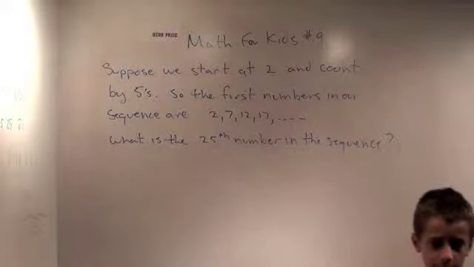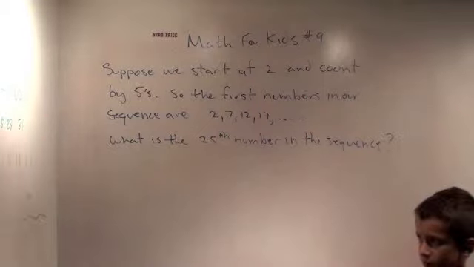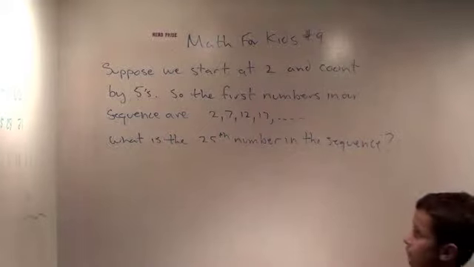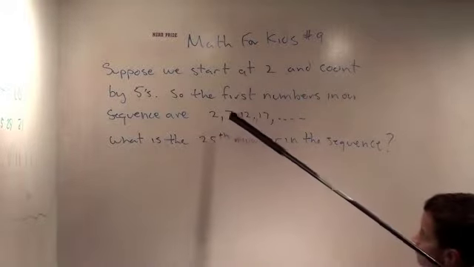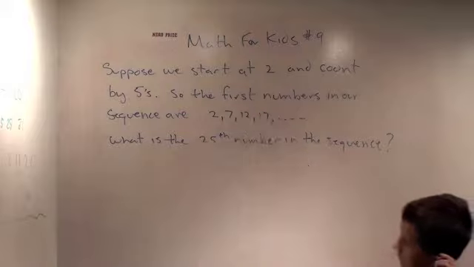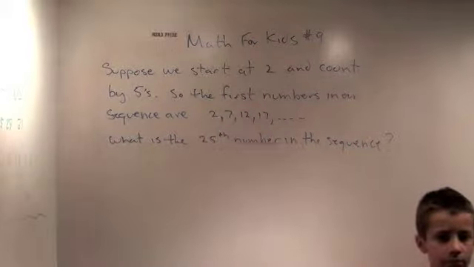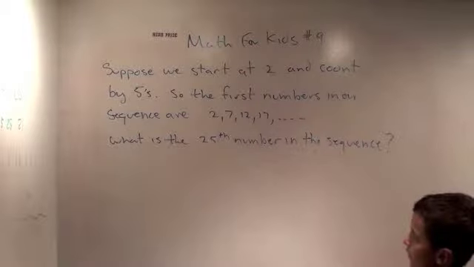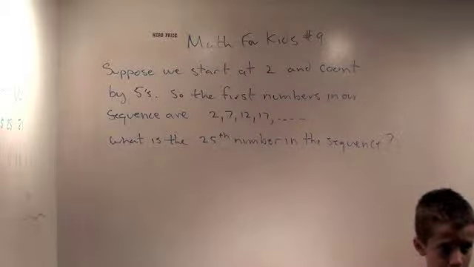Here's the problem. Suppose we start at 2 and count by 5s. The first numbers in our sequence are 2, 7, 12, 17. What's the next number going to be? 22. What's the number after that going to be? 27. Good job. And the question is, what is the 25th number in this sequence?